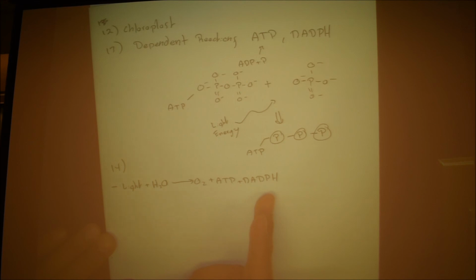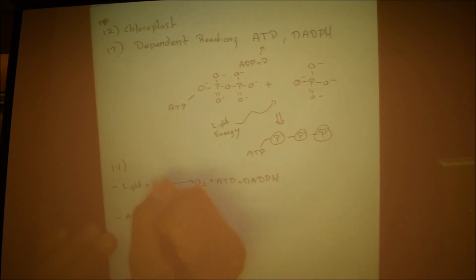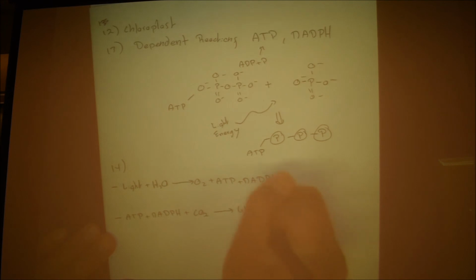For the light-independent reactions, what you're using is ATP plus NADPH, and then you're adding CO2. And that is coming together to form glucose.